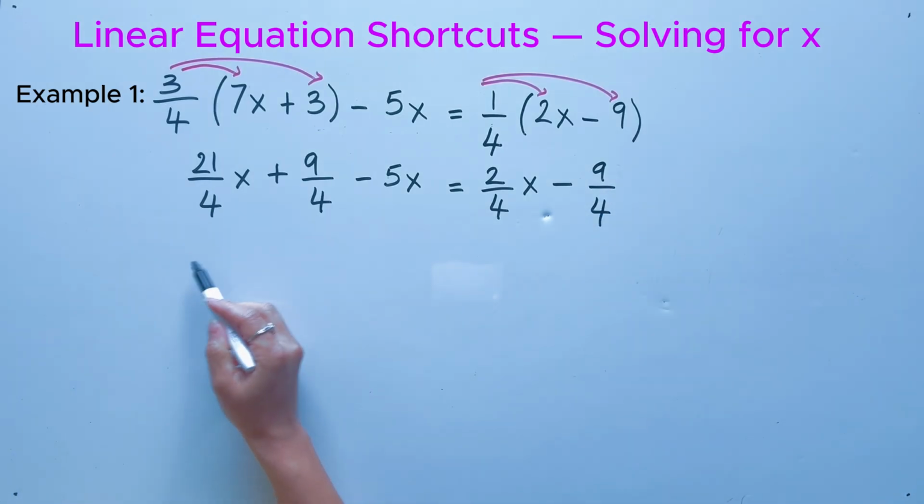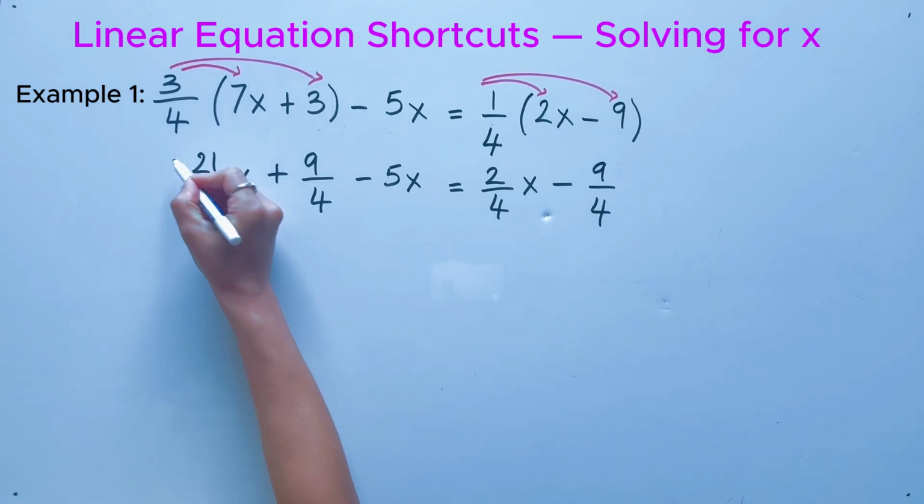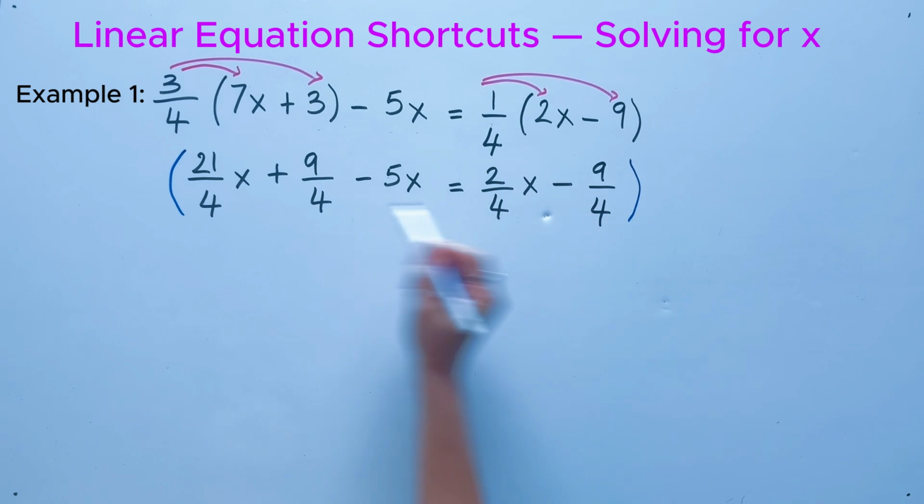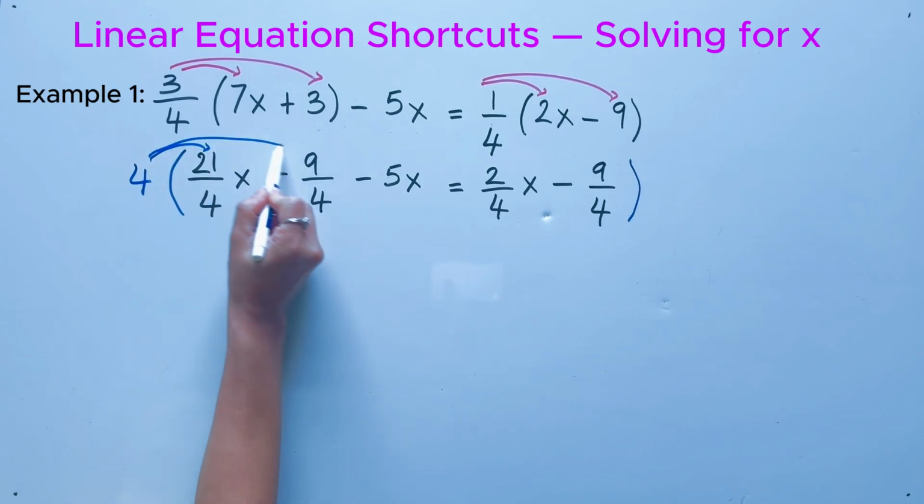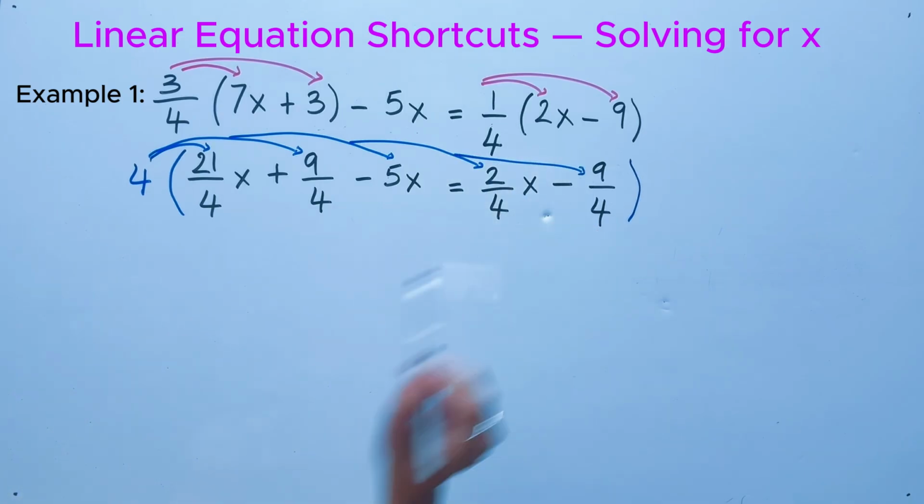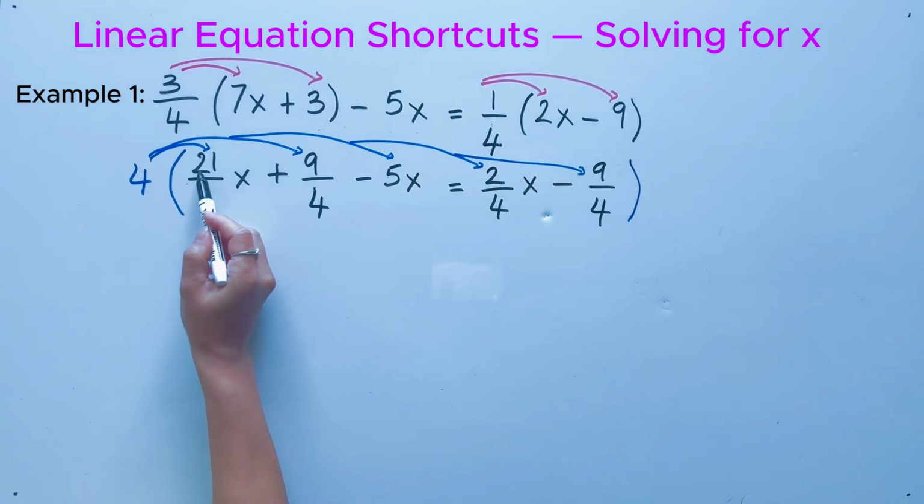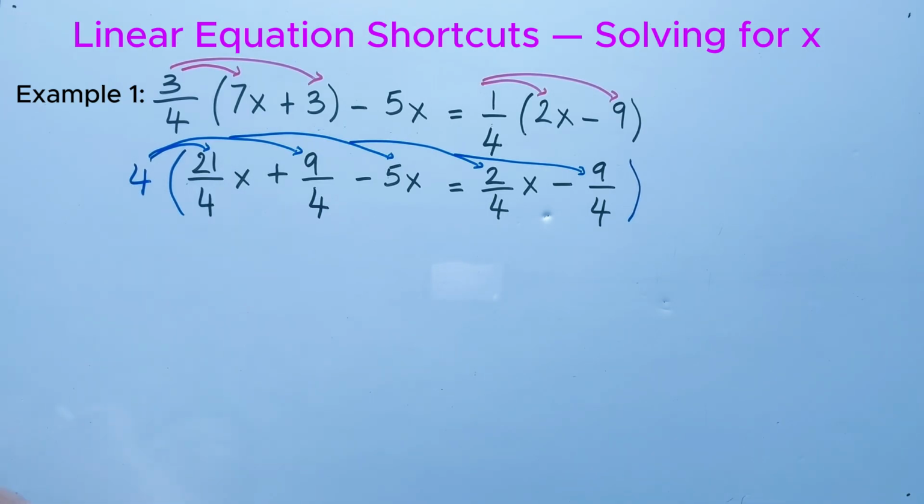Now, if I continue to solve, it looks a bit messy, right? Because there are a lot of fractions. So our trick is we want to get rid of fractions. And how do I do it? Well, you multiply everything by 4. You multiply each term by 4. Now, we take 4 times 21 over 4. But 4 and 4 cancel out because 4 divided by 4 is 1, right? So we cancel this one out.